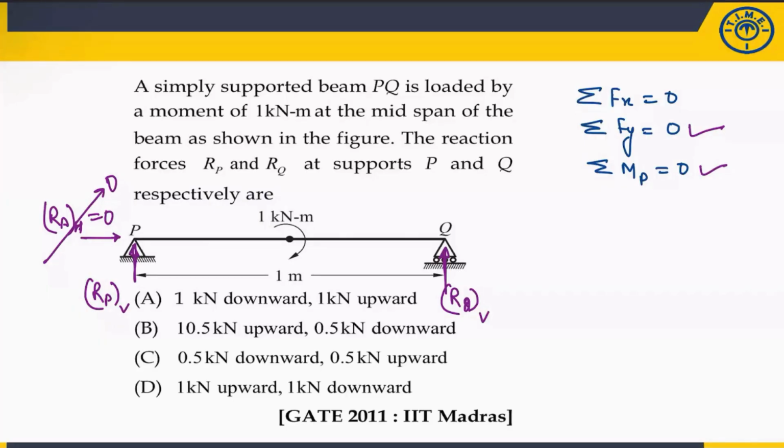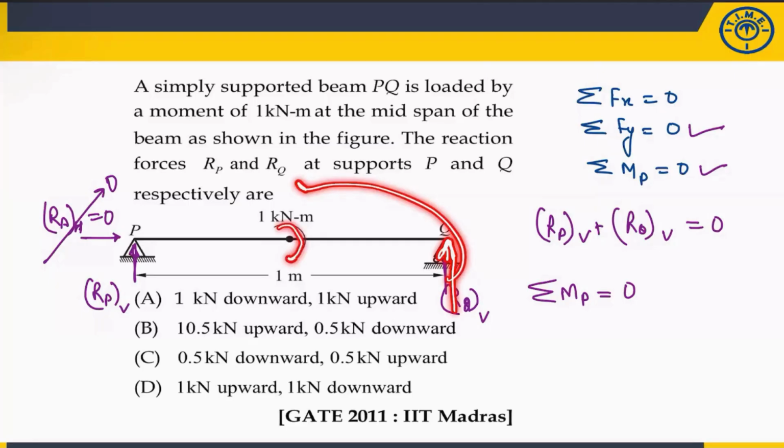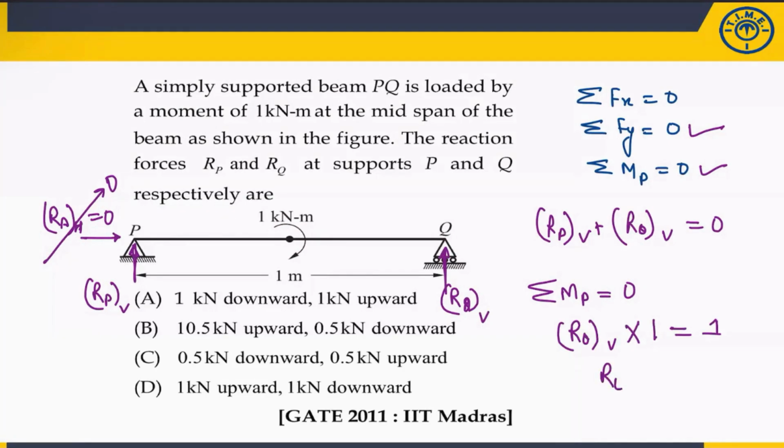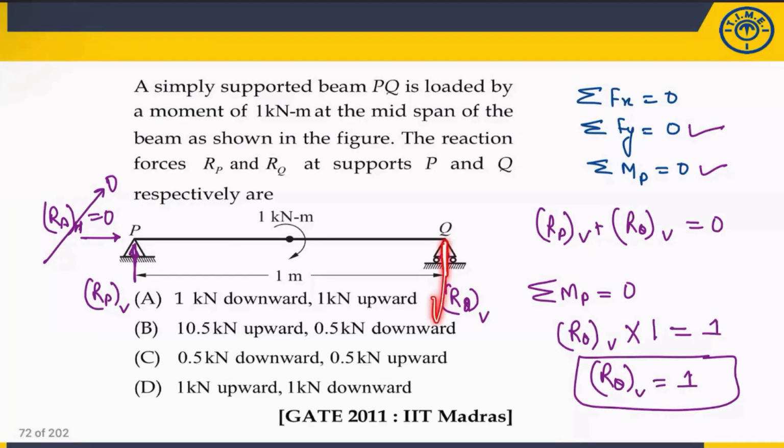Now see, summation of force in Y direction: RPV plus RQV is equal to 0. Why is it 0? Because there is no vertical force. This is a moment; you can see the unit also, kilonewton meter. If you take the moment about point P, which is equal to 0, what is the force creating a moment? This is creating a moment, and this moment is already given. So RQV into 1, which is anticlockwise, is equal to 1. So RQV is equal to 1, which is coming out positive. That means the direction assumed is correct.